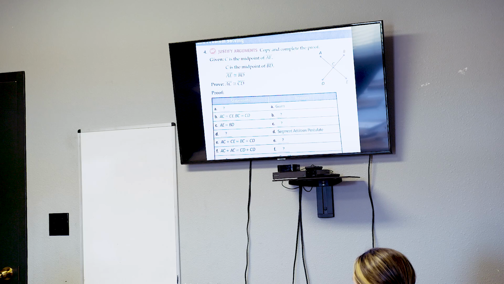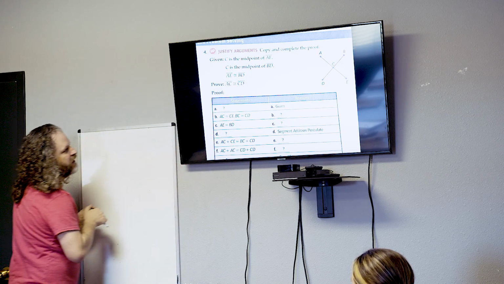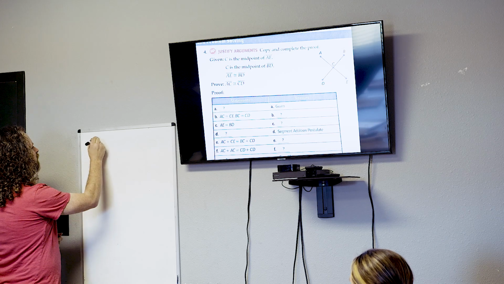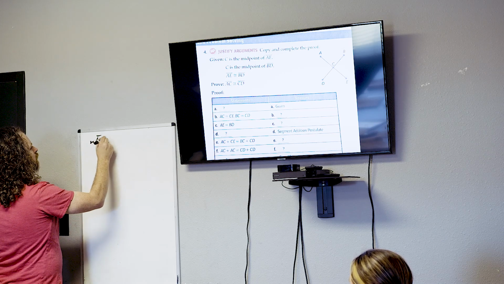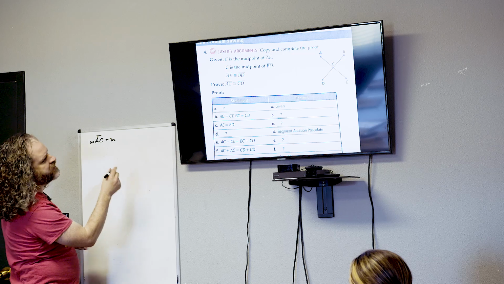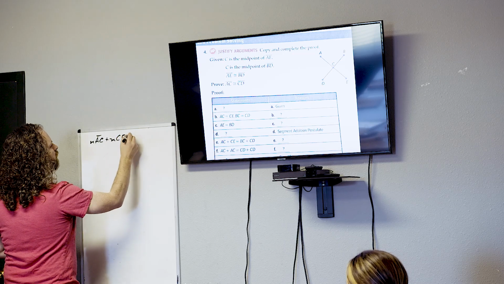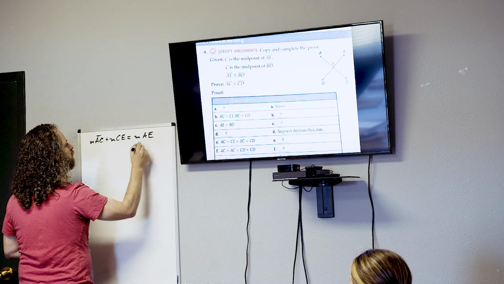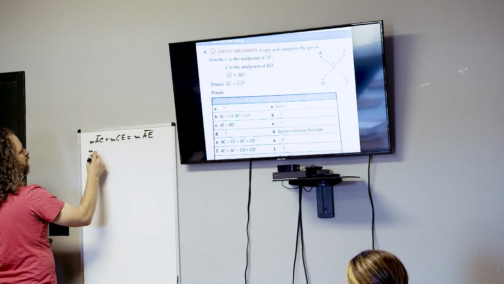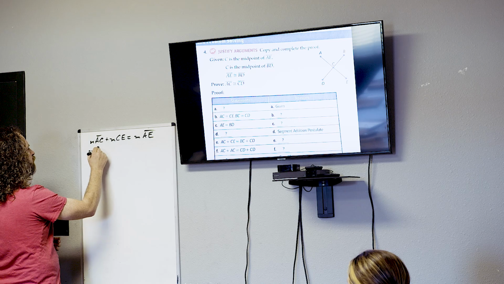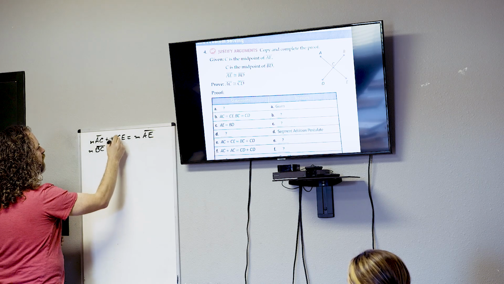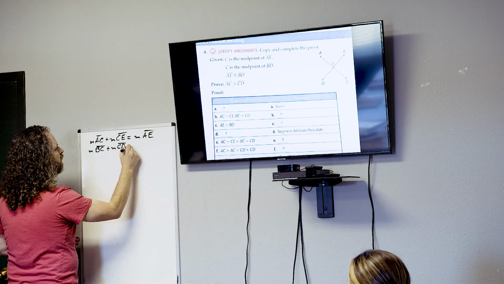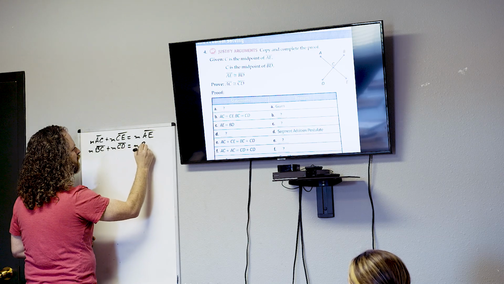So, line E. What we just said on this line was that the measure of AC plus the measure of CE equals the measure of AE. And we also said the measure of BC plus the measure of CD equals the measure of BD.